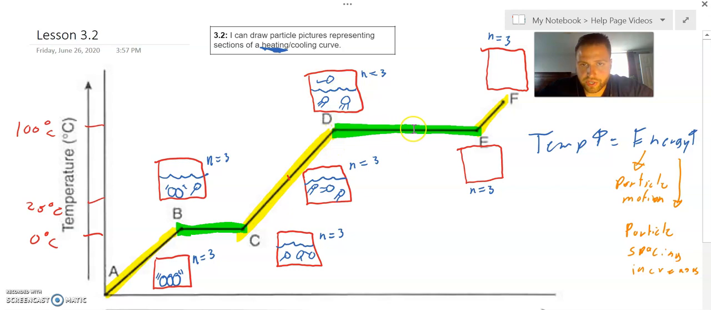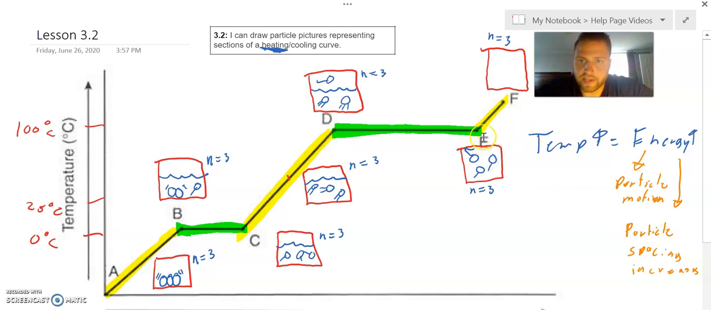As the phase change continues and completes, at point E, all we should have left is gas particles. So let's go ahead and draw that. So there's a pressure vent, there is another gas particle, and there's one more.